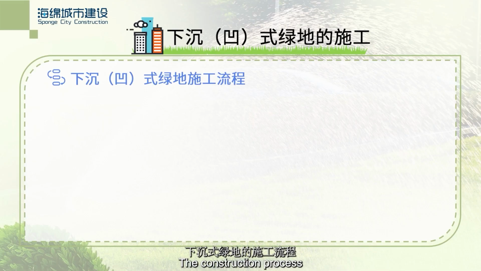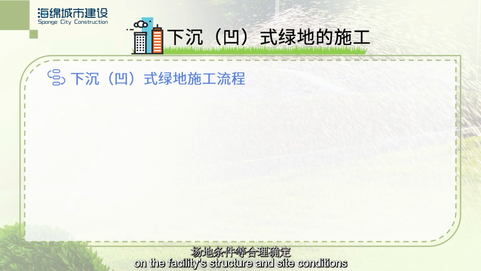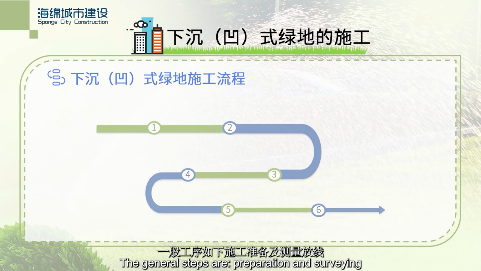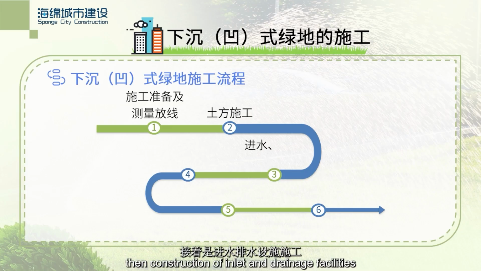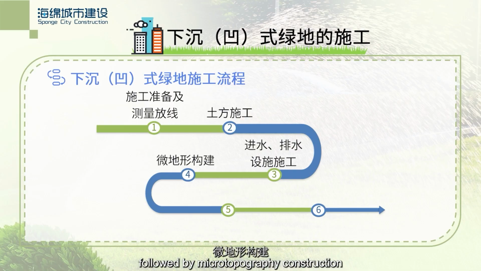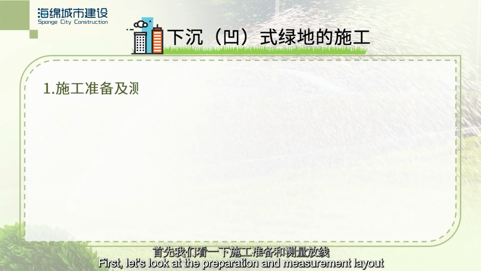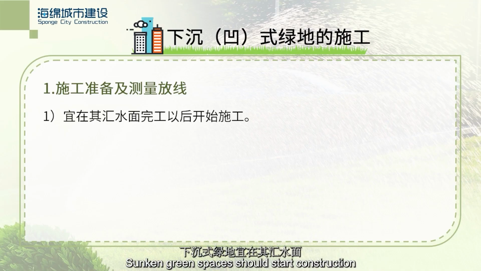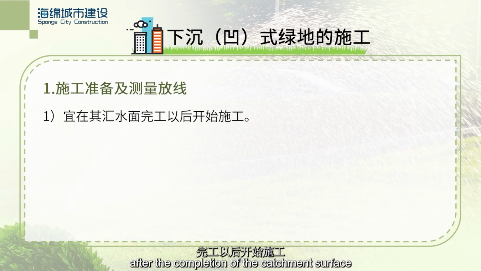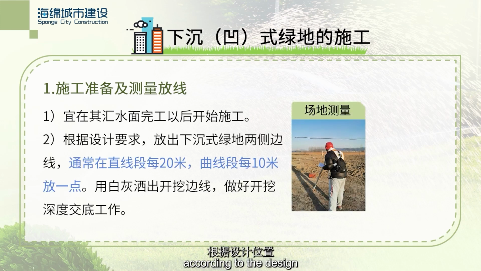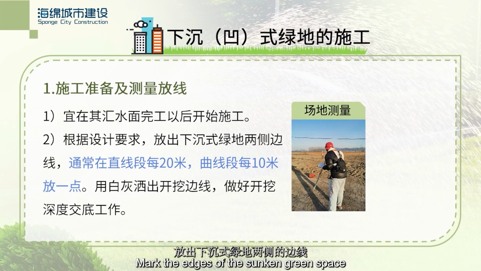The construction process should be reasonably determined based on the facility structure and site conditions. The general steps are preparation and surveying, earthwork, then construction of inlet and drainage facilities, followed by microtopography construction, soil backfilling, and planting. First, let's look at the preparation and measurement layout. Sunken green spaces should start construction after the completion of the catchment surface. According to the design, mark the edges of the sunken green space.